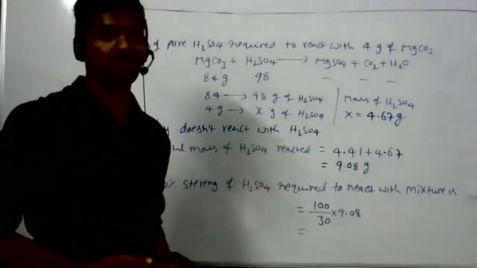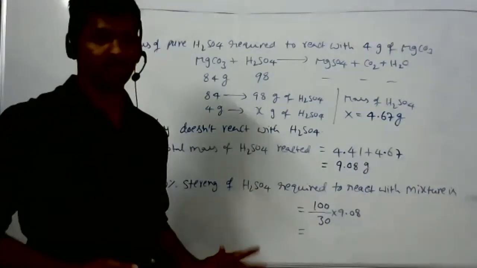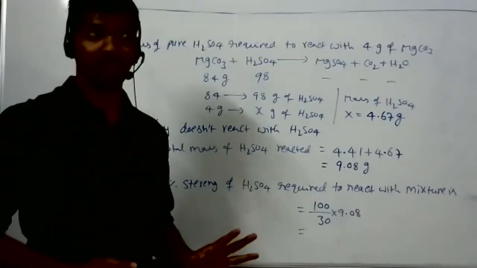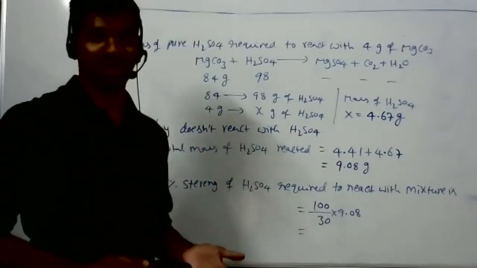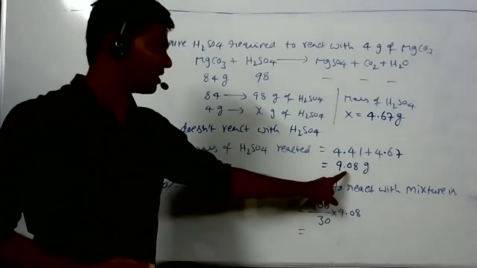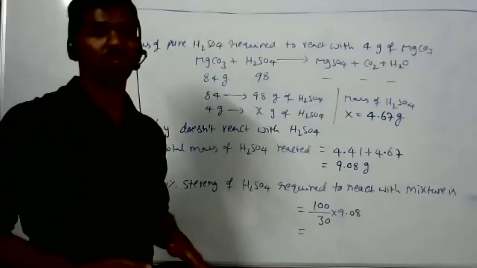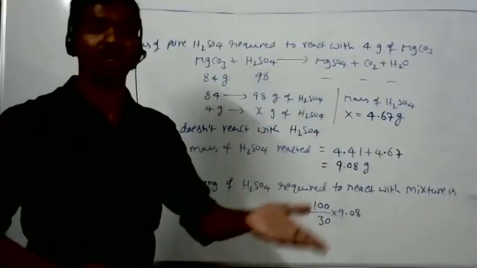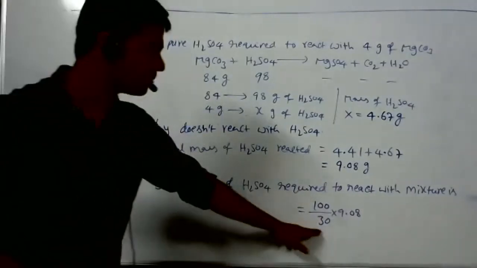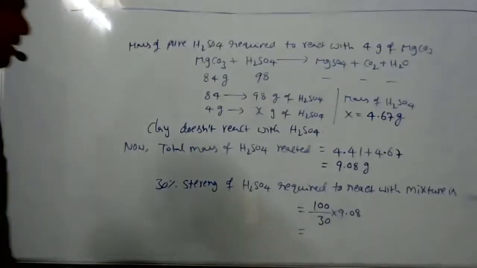If it is 50% purity, how much is required? Not lesser, a higher quantity is required. See, 100% purity means 9.08 grams is sufficient. If it is only 50% purity, the quantity required becomes double, so it becomes 18.16 grams. So like that, for 30% purity, the answer is 30.26.